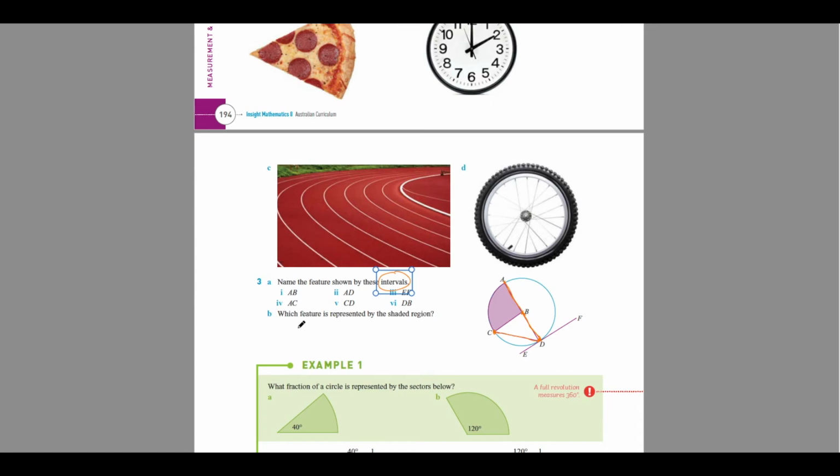The next question says, which feature is represented by the shaded region? Now the shaded region, if you still remember, pizza slice. Pizza slice means what? Sector. Right.